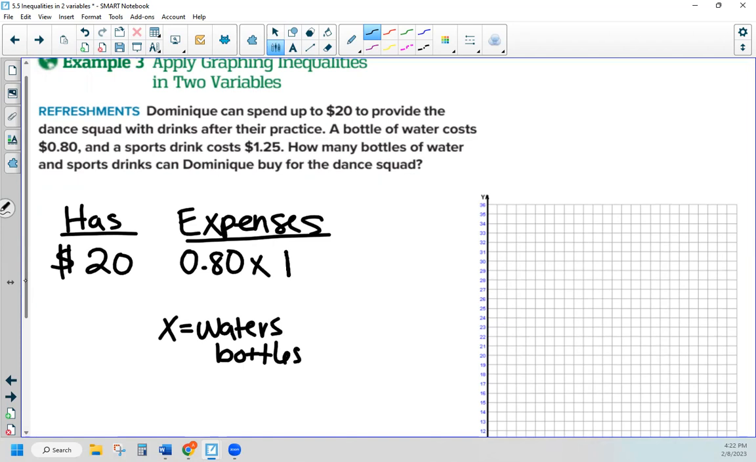And then additionally, we're also going to be adding more expenses if he does decide to also get sports drinks. $1.25 for every single sports drink. We're going to go ahead and call that Y. So that is going to be sports drink.